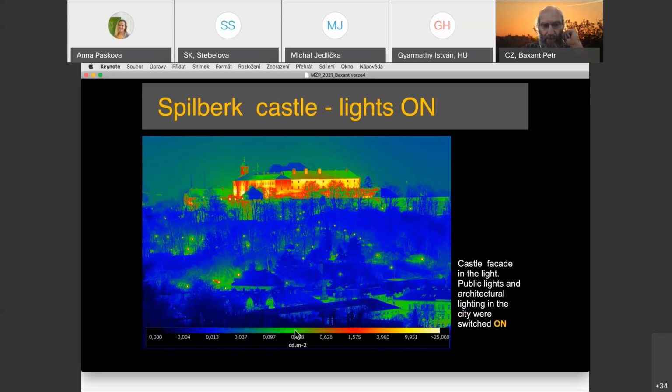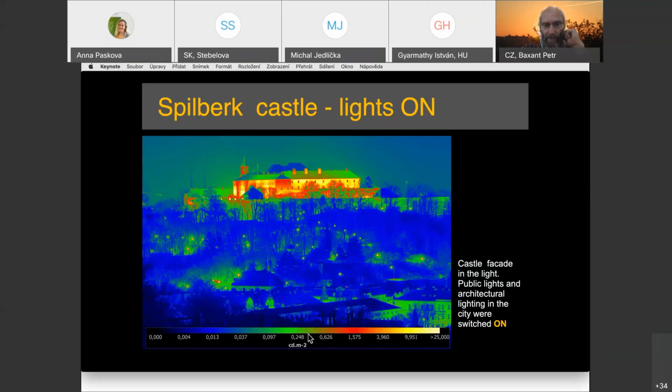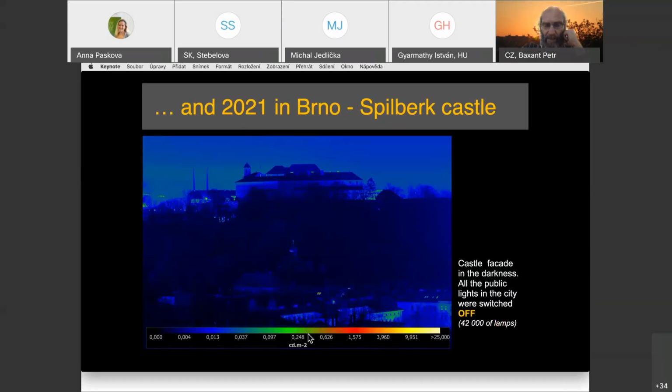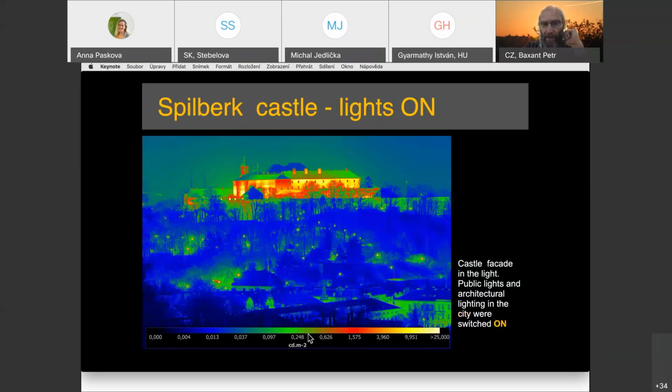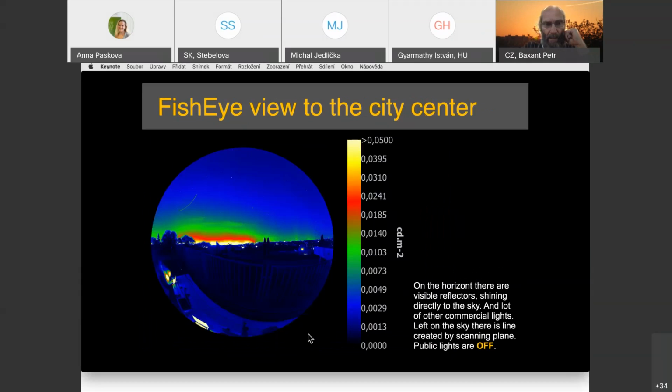increase to levels of 0.1 or 0.5 about. So this is the first objective measurement, how we can compare very precisely data from the public lighting off and public lighting on. So it is on the concrete view, very precise lens and camera with high resolution. In the next slide, I'd like to show you the fisheye view to the city center from the same point.